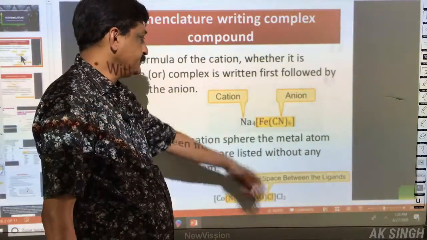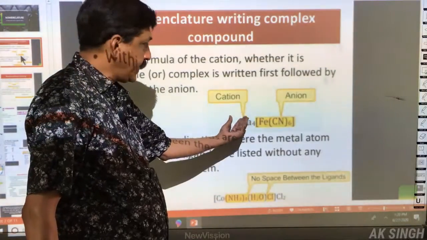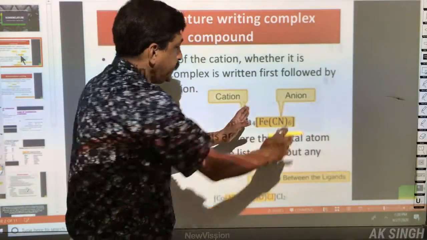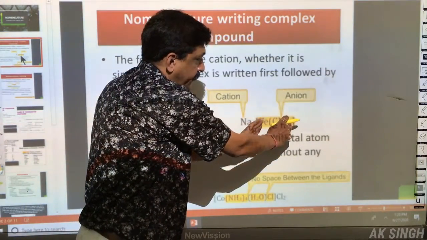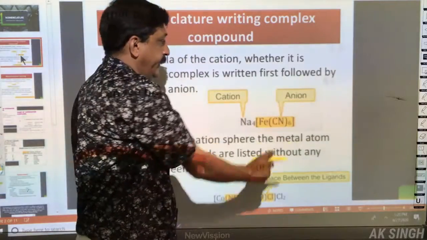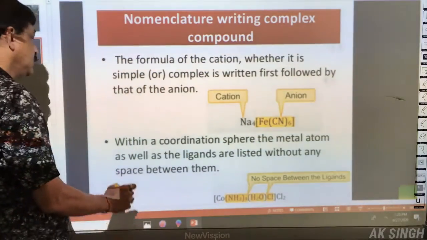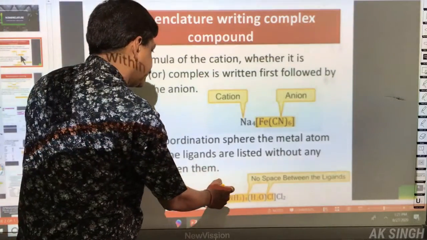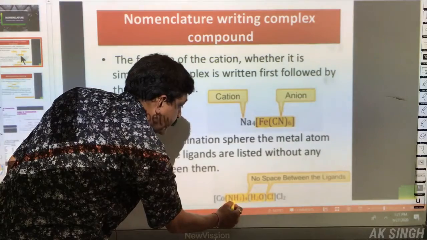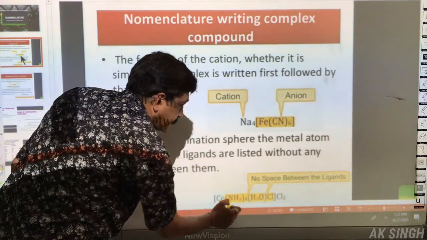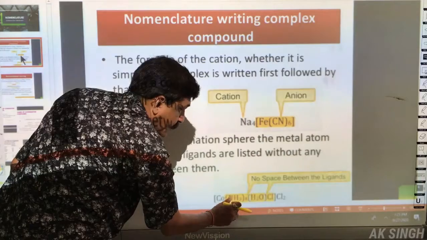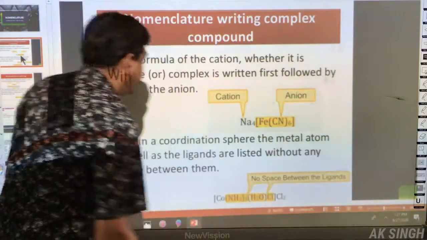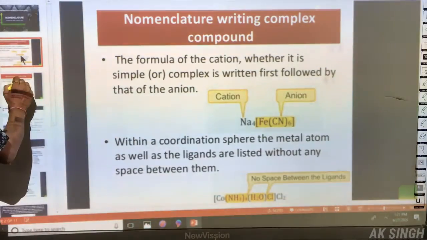This is the example given. This is the cation part outside the coordination sphere, that is the ionization sphere. Then the coordination sphere, central metal atom, and the ligand. This is Ni. So within a coordination sphere, the metal atom as well as the ligands are listed like this. In this case, there are 3 ligands attached to cobalt, the central metal atom. So, while nomenclating, there should be no gap, no space between the ligands. It is one of the rules.